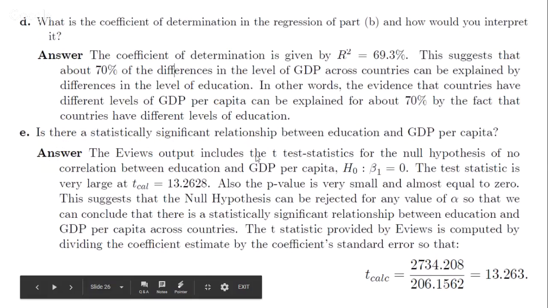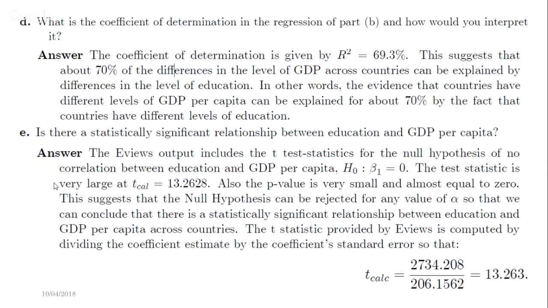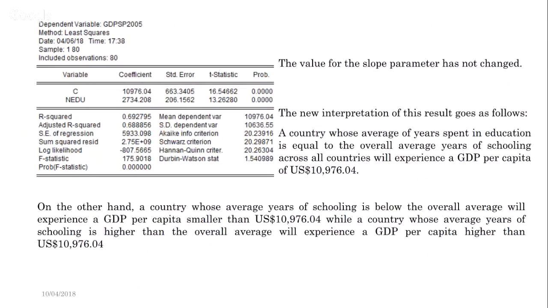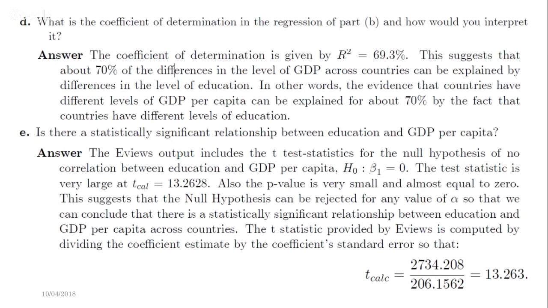Okay. This is not very interesting. This is just R squared, 69.3. So 70% is explained by education, which is quite high. Is it significant? Yes, significant. The t statistic is 13.26. Or you can just look at the p-value. The p-value is 0, so it is significant. Okay, nothing very special there.